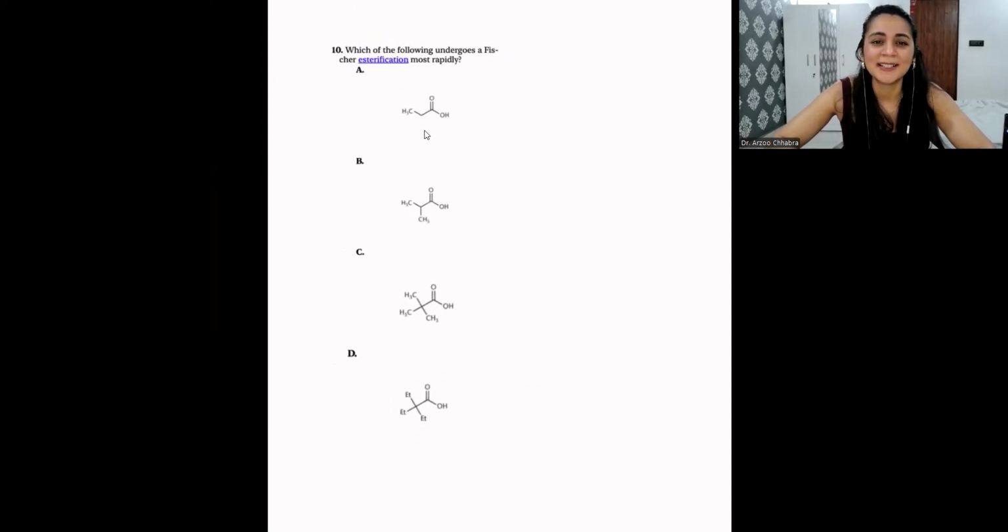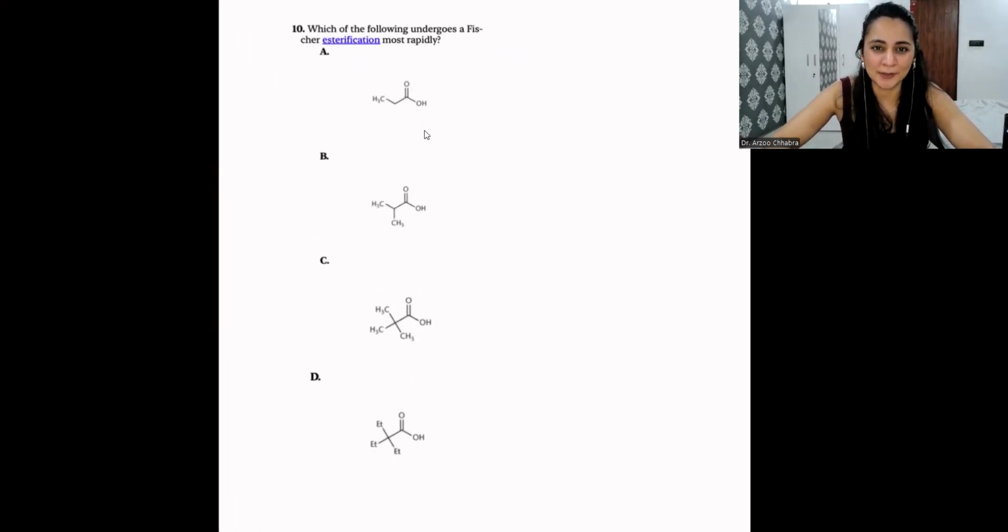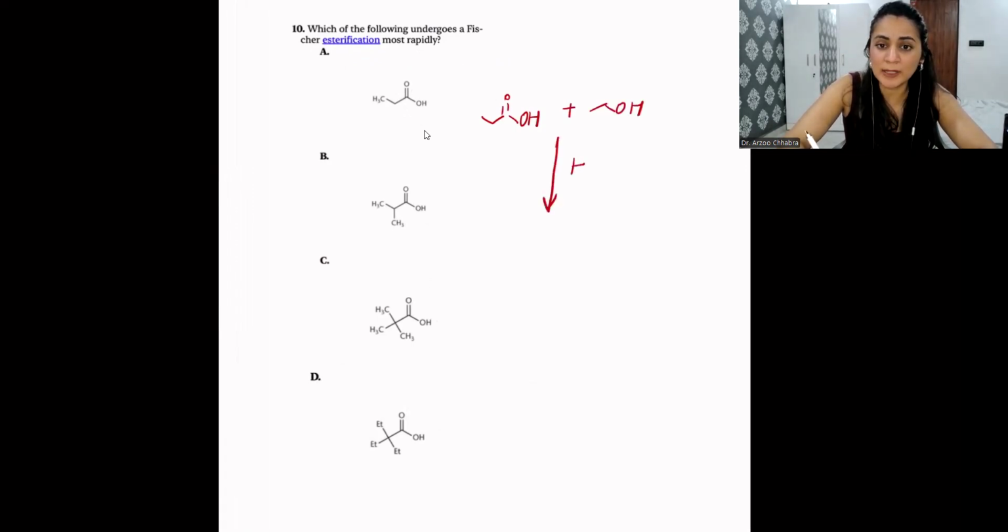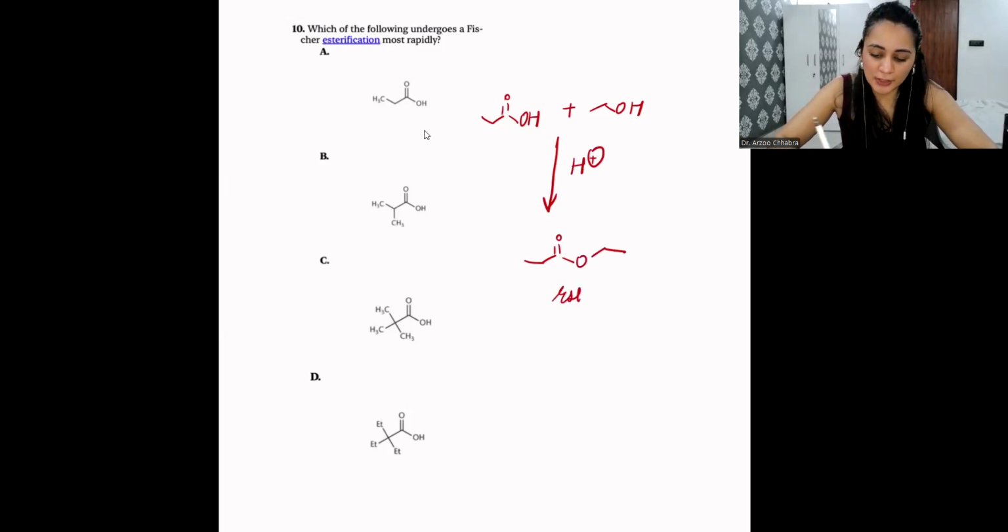The last problem. Which of the following undergoes a Fischer esterification most rapidly? If you think about Fischer esterification, a carboxylic acid reacts with an alcohol in the presence of H+, in the presence of a mineral acid, to give us an ester. And that reaction is called Fischer esterification.